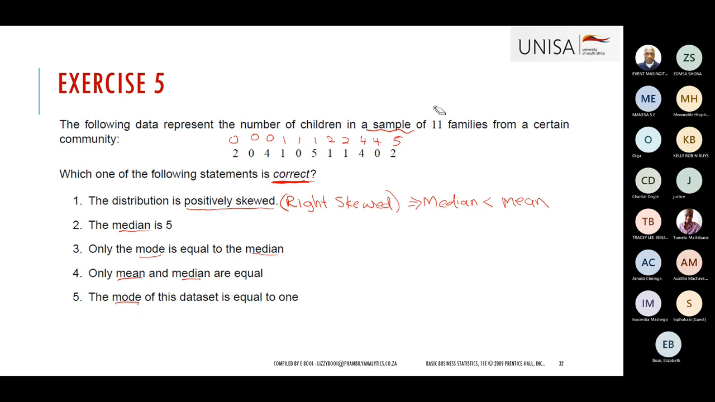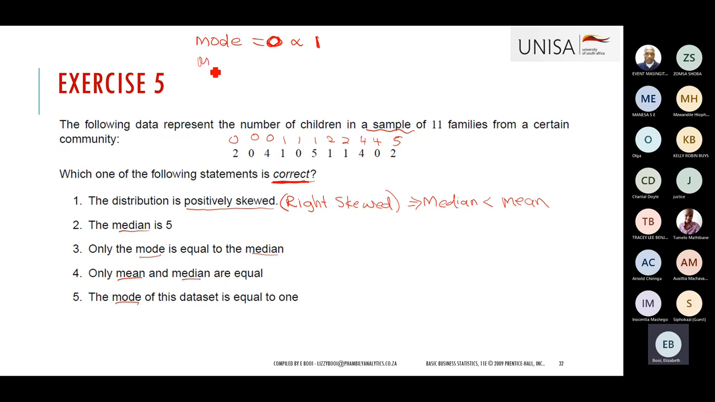Let's first find the mode. It's easy. What is the mode of this data? Which value appears more than the others? 0 and 1 both appear most often, so it's bimodal. The modes are 0 and 1.